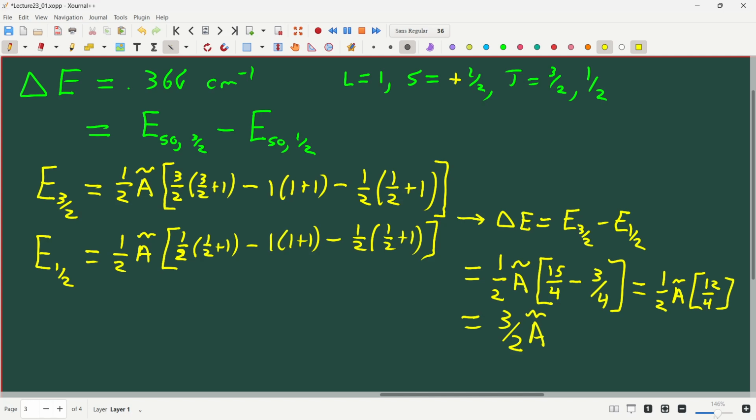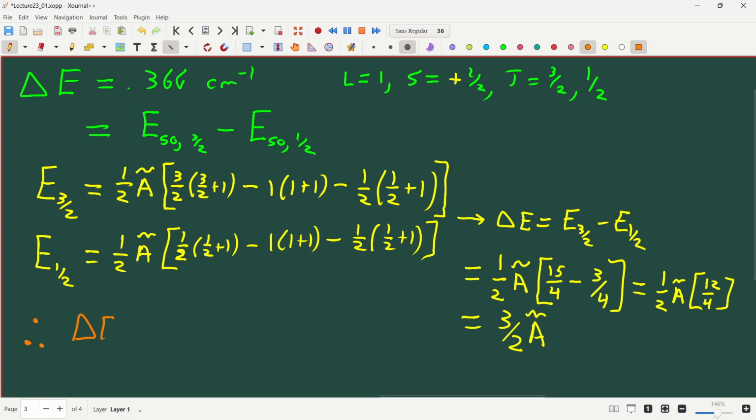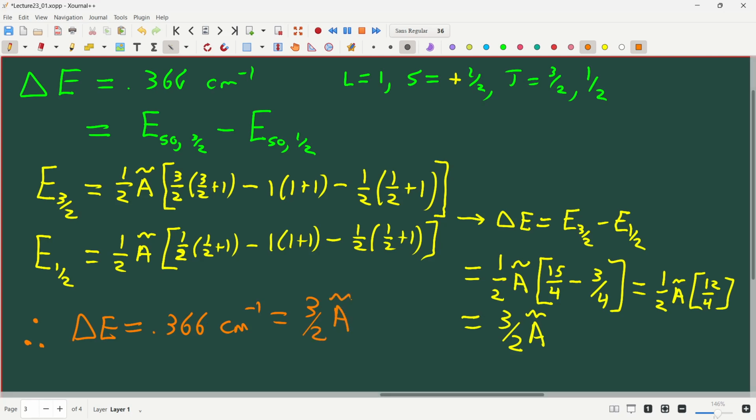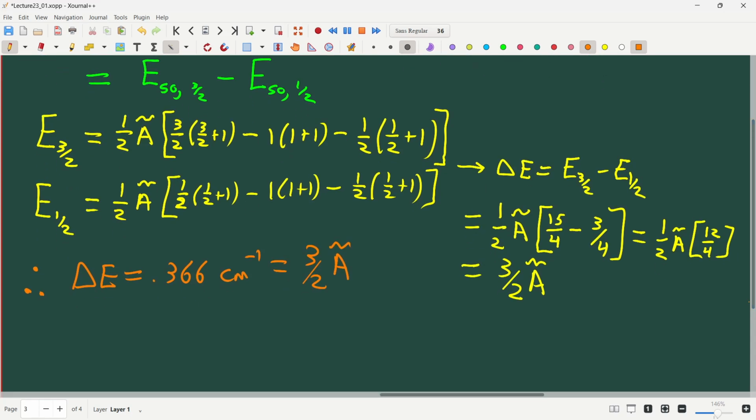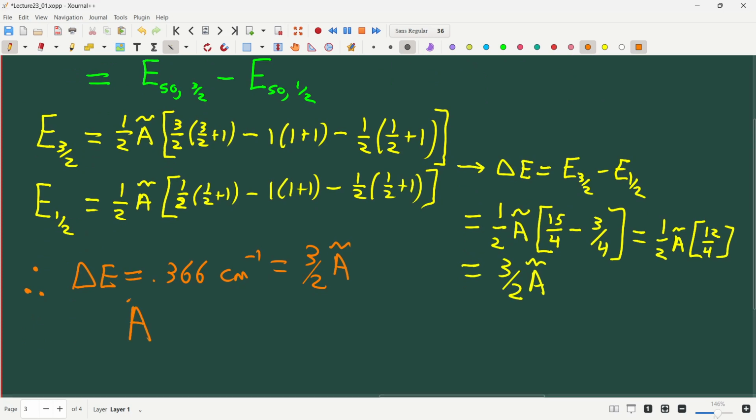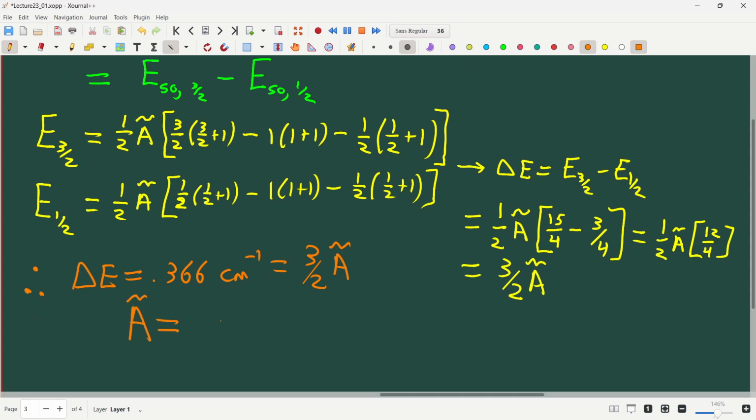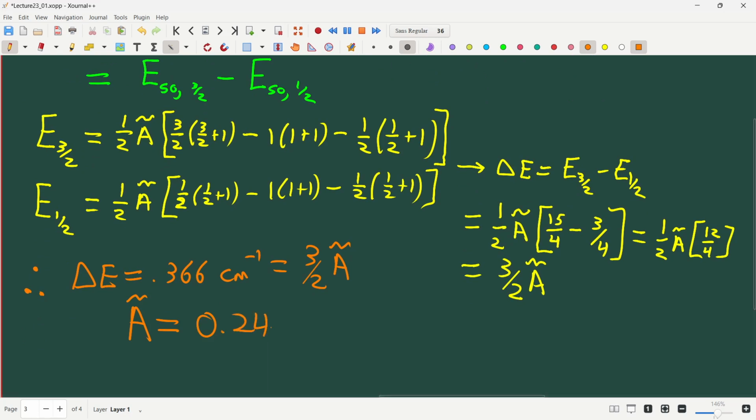So we know what the energy difference is. It's 0.366. So that means that delta E, which is 0.366 wave numbers, is 3/2 A. Okay, and that implies now that A is 0.2439 wave numbers roughly for hydrogen.